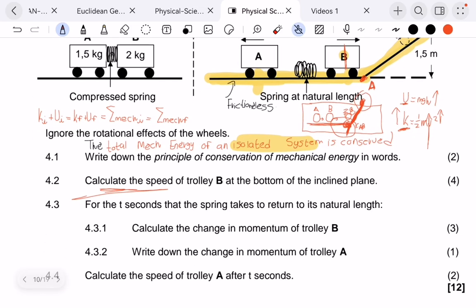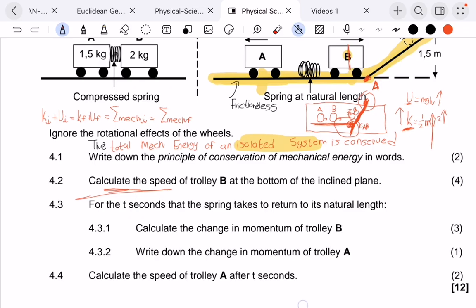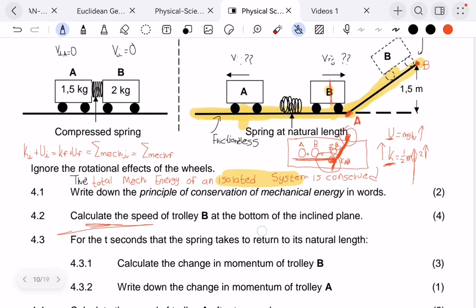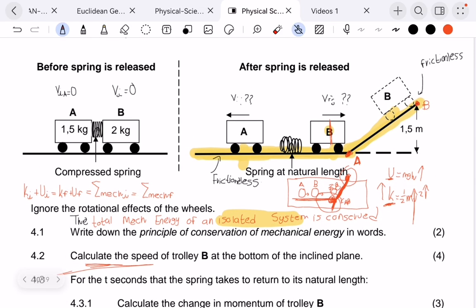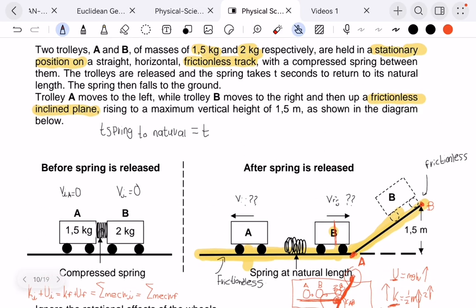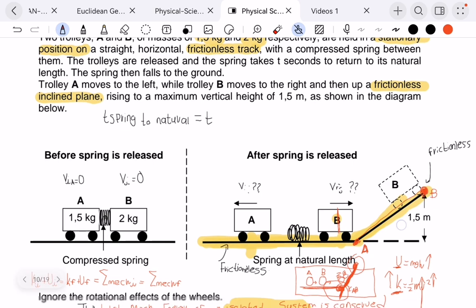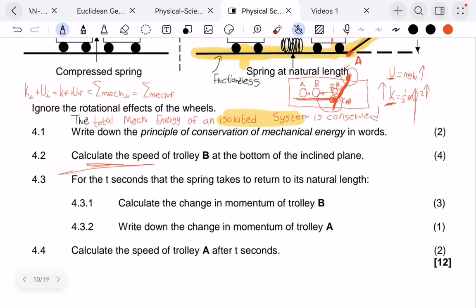They say calculate the speed of trolley B at the bottom of the incline. So let's look at our statement. I did not really specify whether the trolley was at rest at point B, but I'm just going to assume that the trolley moved along the incline and then just stopped at point B, right? So then we're going to apply our law.